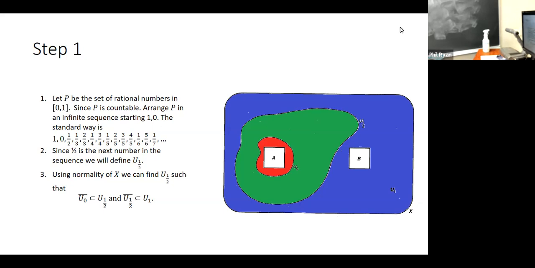Okay, so we define U1, we define U0, so let's define it for the next number in the sequence, which is the half, so we want to do U a half. Again, we just use normality. We can put an open set between U0 and B. So U a half contains the closure of U0, because the sets we're using normality on are the closure of U0 and B. Because of that, we can stick in an open set to cover the closure of U0. And since it's disjoint from some open set which is covering B, the closure of U a half does not intersect B, so it's going to lie within U1.